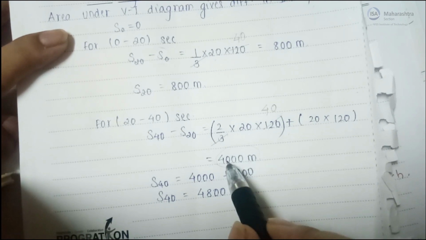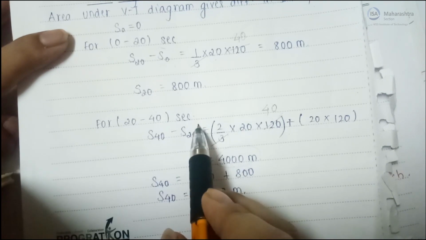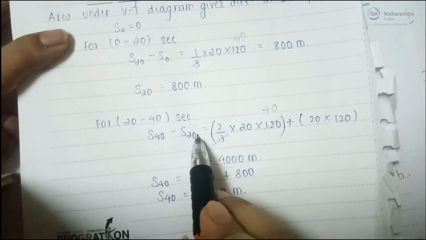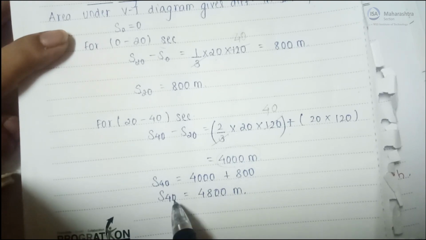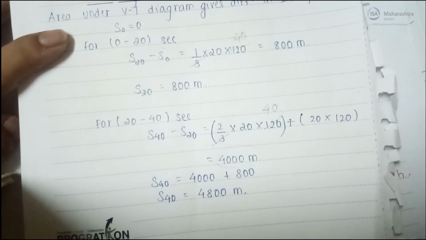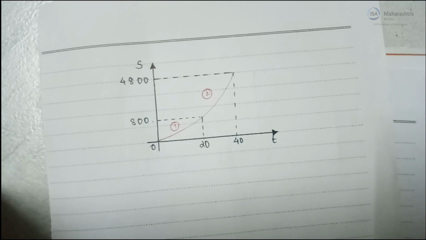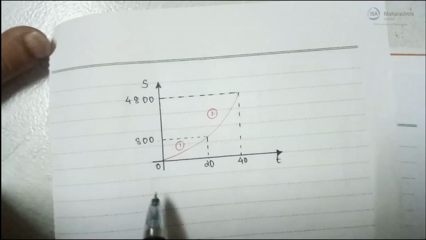This calculation turns out to be 4000 meter, which is the value of S40 minus S20. We need S40, so we substitute S20, which is 800 meter. 4000 plus 800, so S40 gives 4800 meter. S0 was 0, S20 was 800, and S40 was 4800. Now we have to plot.